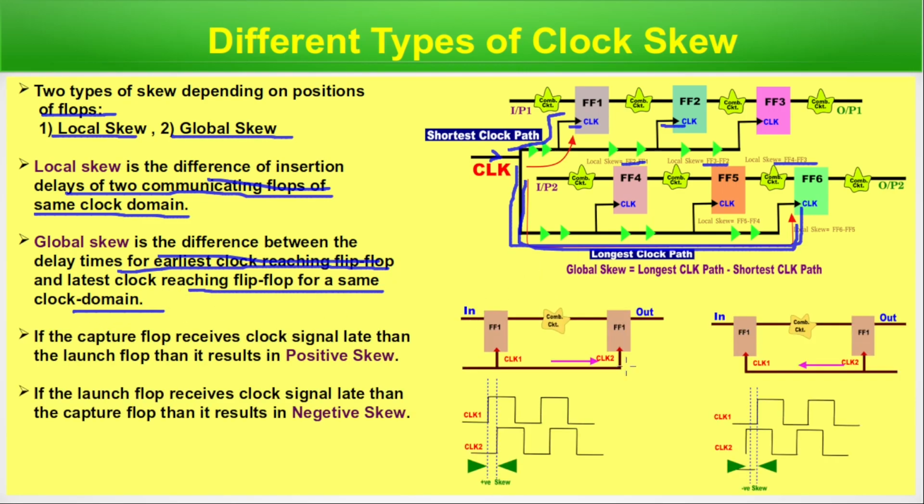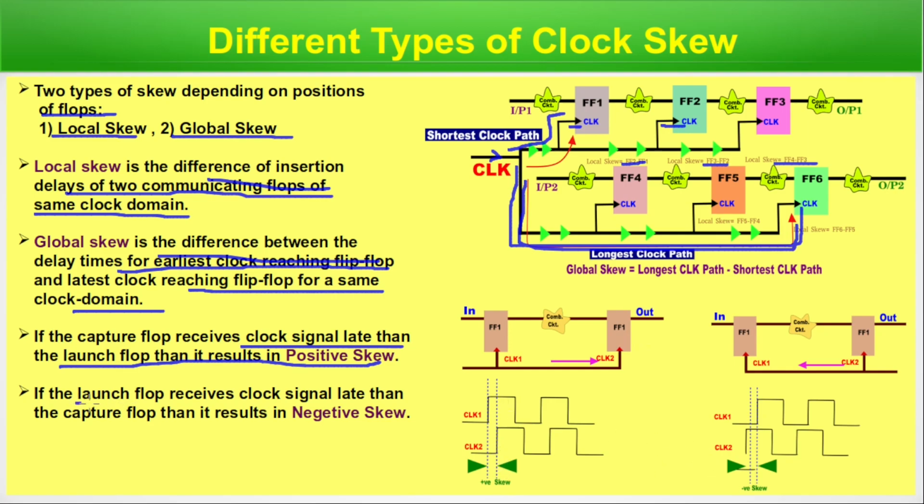Now, positive and negative skew. If the capture flop receives the clock signal later than the launch flop, then it results in positive skew. This is the launch flop, this is the capture flop. It's receiving the clock signal later. So this is positive skew basically.